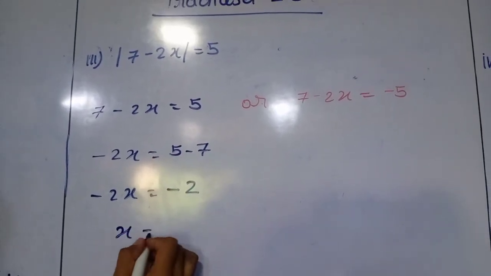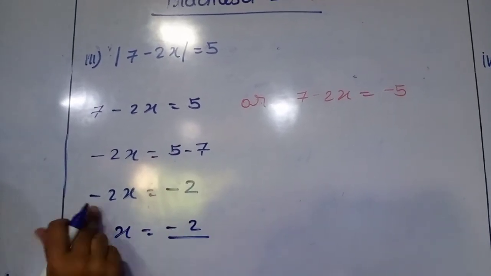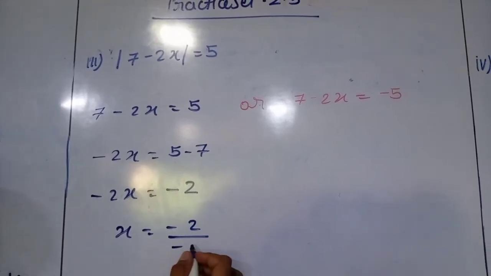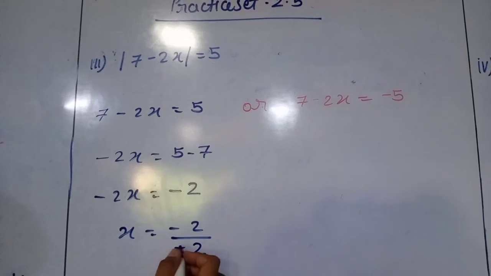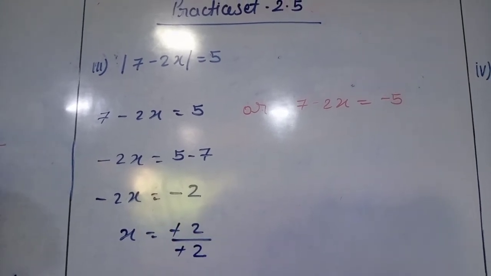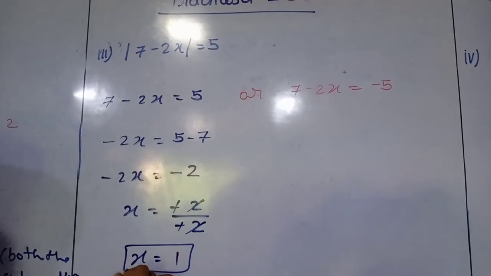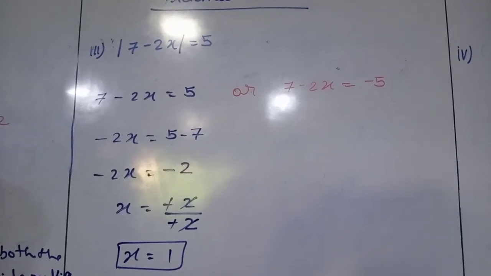So minus 2x is equal to minus 2. This minus 2 is multiplication with the x, and will become division. This way minus and minus cancel. x is equal to 2 ones are 2. So x is equal to 1. Here we got the value of x.